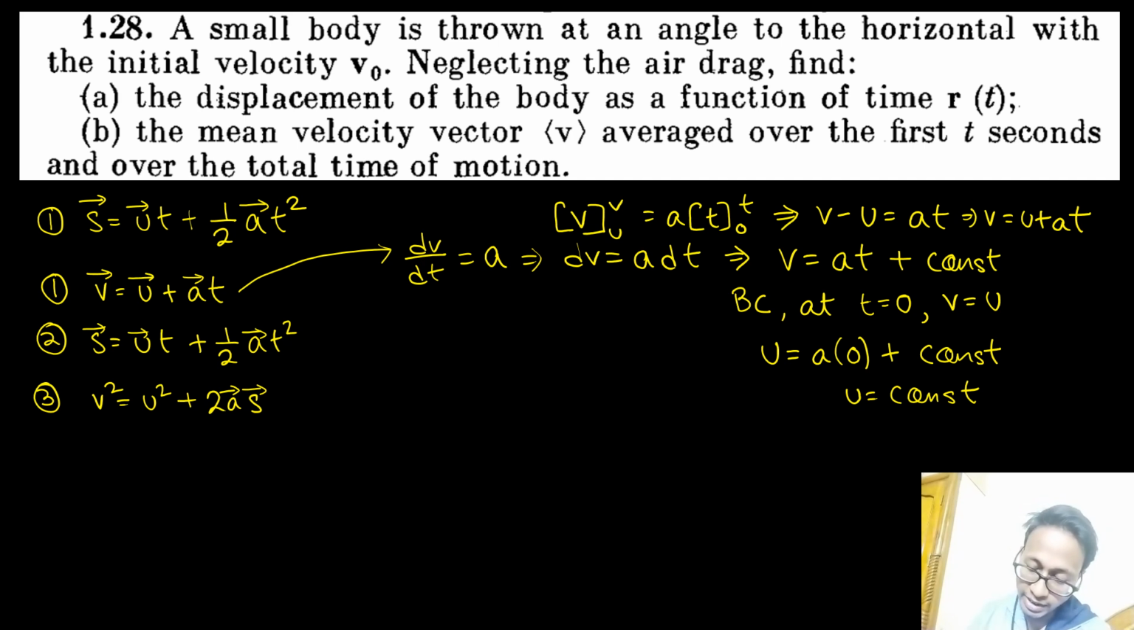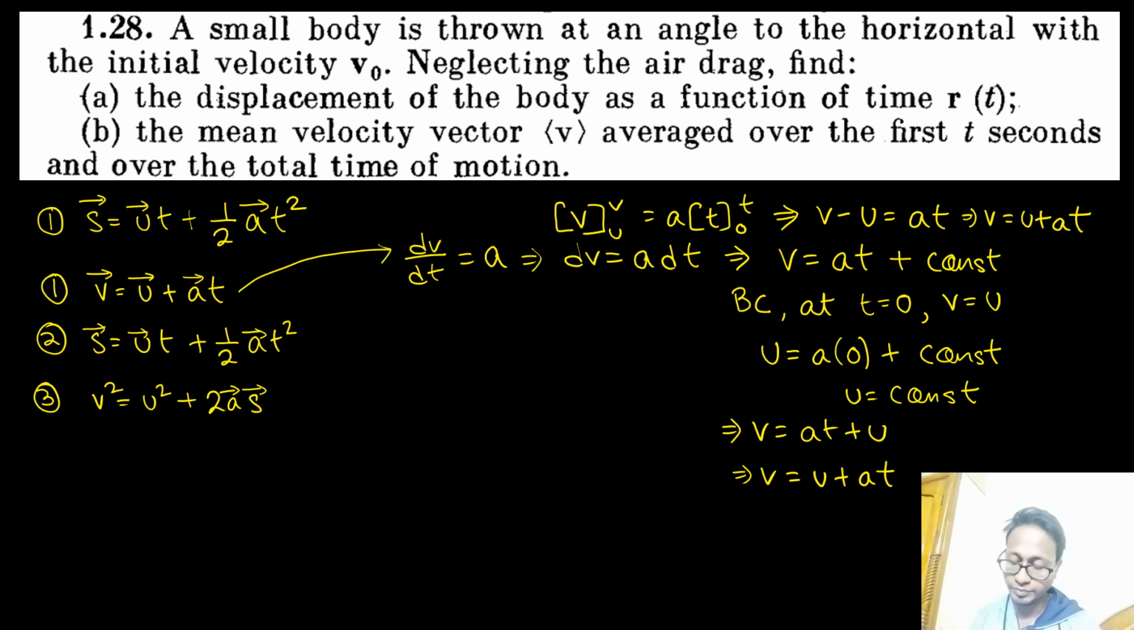And for indefinite integral, what do we do? We substitute this u in the value of constant, or v is equal to at plus u, or v is equal to u plus at. This is our first equation. So we got the first equation of motion, v is equal to u plus at.